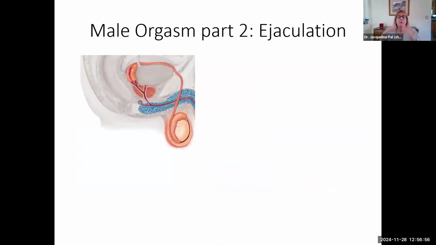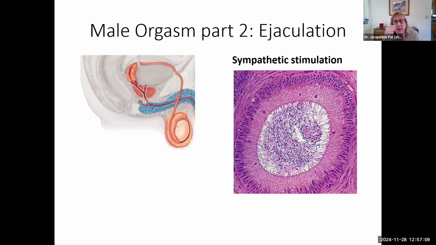All right. But as we know, an erection is only half of it. We need to go to ejaculation to finish the orgasm. And in the ejaculation, we're going to take the sperm that are hanging out here in the epididymis.